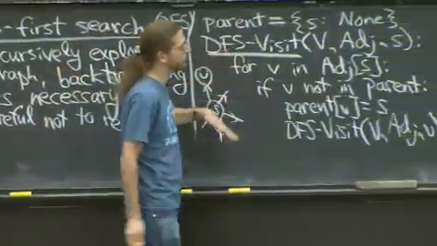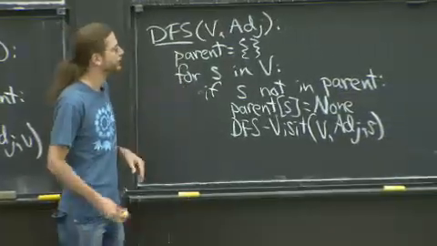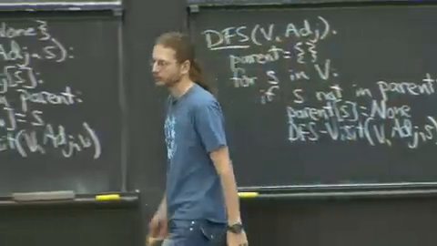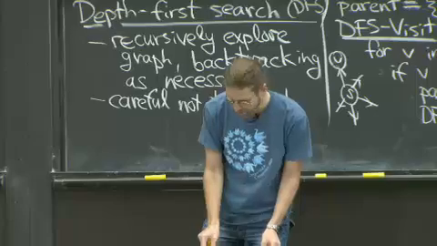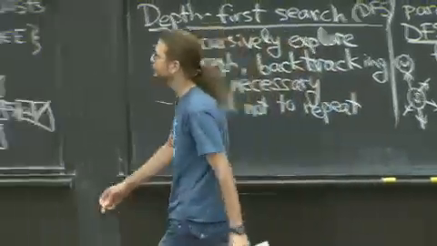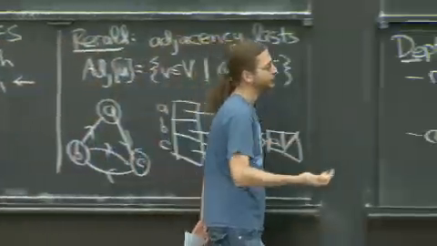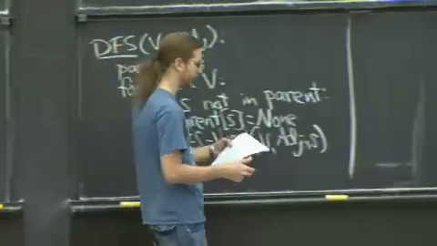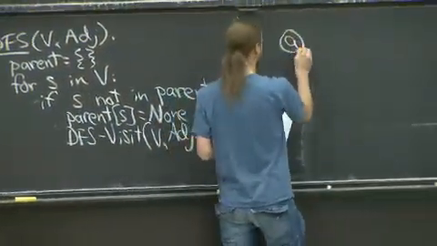Most of the work is being done by this recursion. But then there's this top level just to make sure that all the vertices get visited. Let's do a little example. So this is super clear. And then it will also let me do something called edge classification. Every edge in the graph gets visited by DFS in one way or another. And it's really helpful to think about the different ways they can be visited.